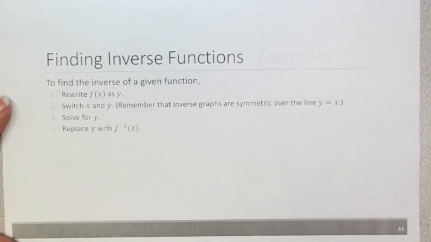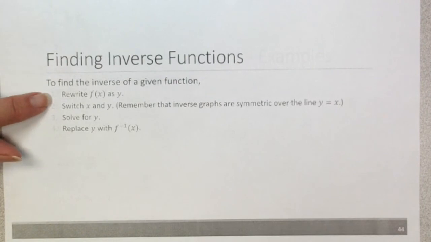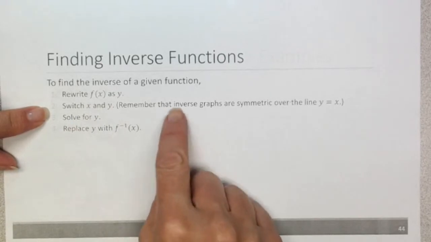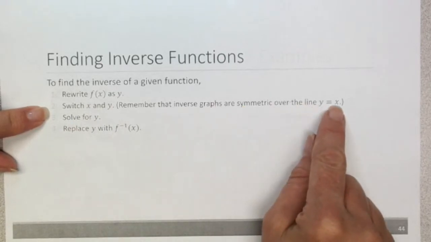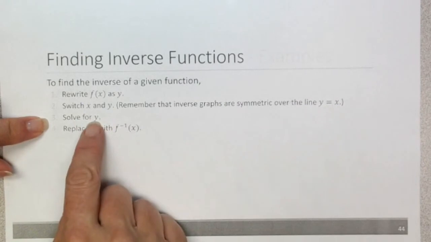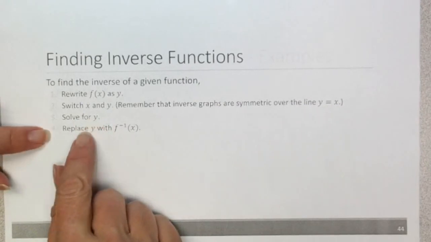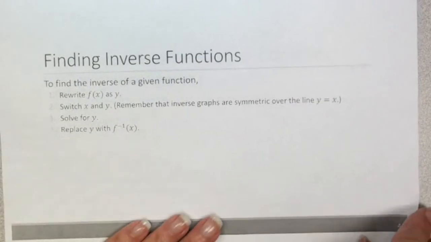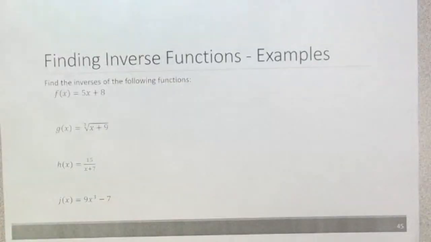So to find the algebraic representation or the function notation of the inverse of a function, what we want to do is first rewrite that function as an equation. Substitute y in for your f of x. Then switch your x's and y's, because the graphs are symmetric across the line y equals x. Then go ahead and solve for y. And when we're all done, if we're looking for an inverse, we need to specify it as an inverse. Let's take a look at some examples of that.